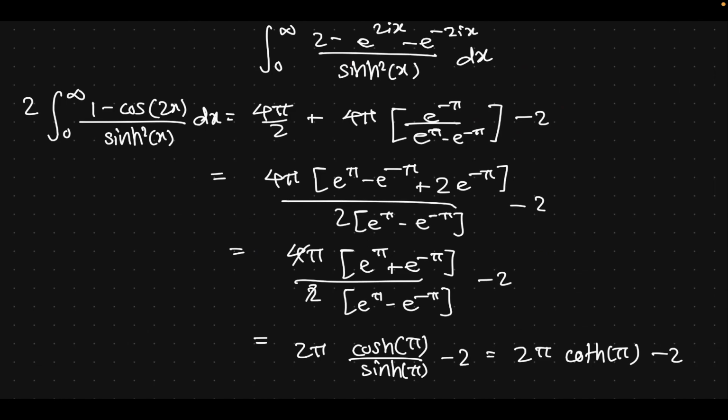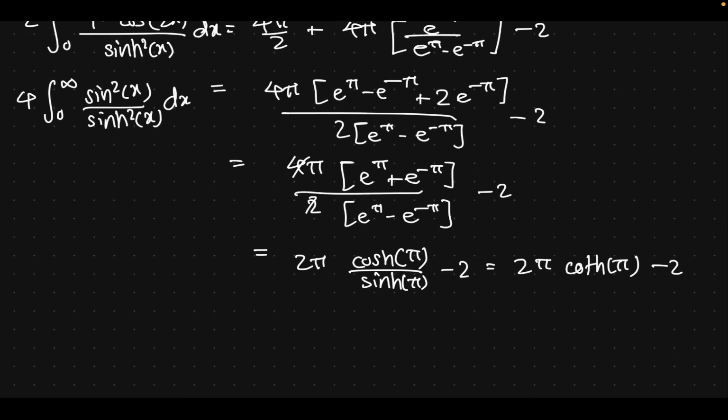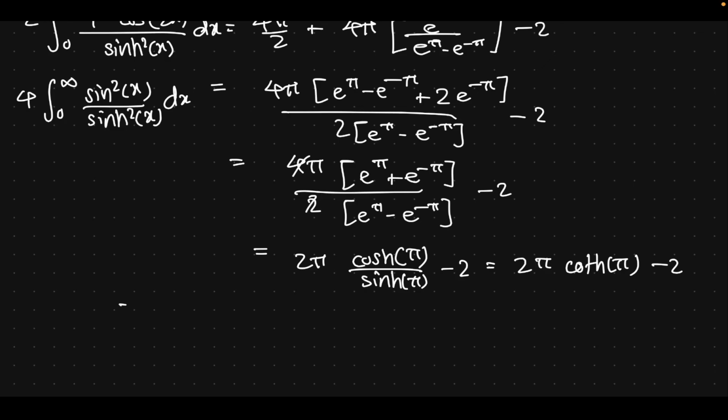This, according to the double angle formula, is 4 times sine squared x over sinh squared x dx. So all we have to do is divide by 4. So I is dividing everything by 4. Let me write this compactly. 1/2 minus 1 plus pi coth pi, approximate value of 1.0778, whatever.